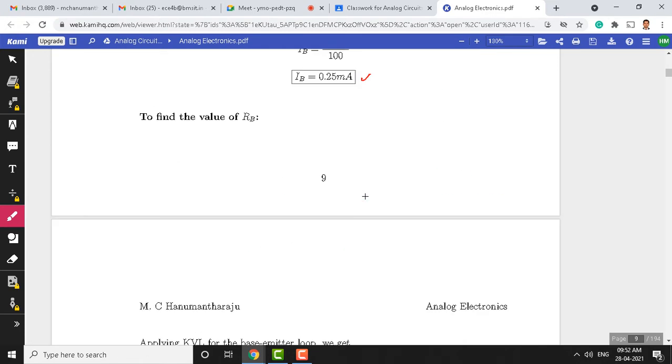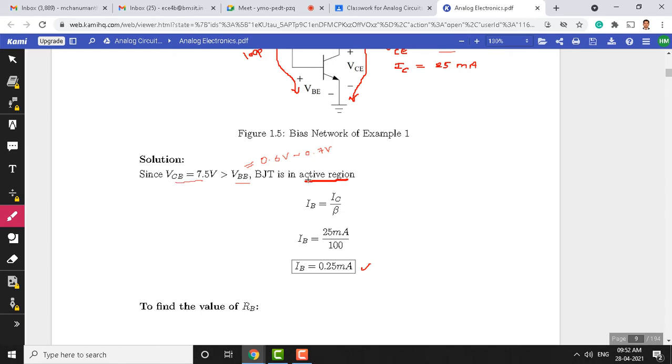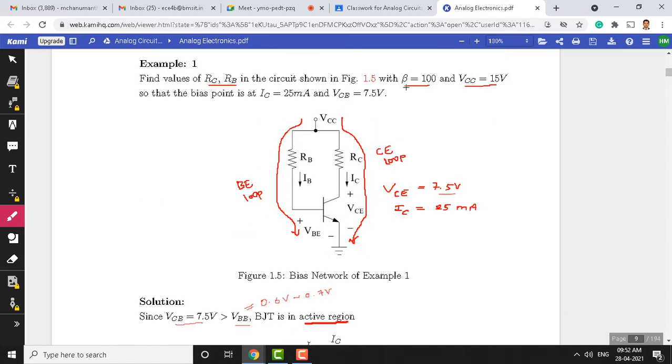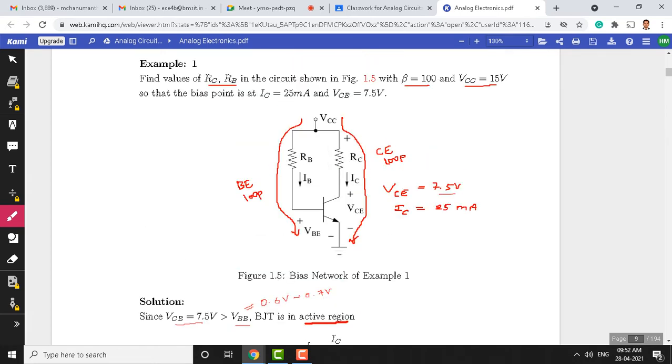So, the transistor is in the active region, because the collector emitter voltage, which is given as 7.5 volts, is far greater than the base emitter voltage here. Therefore, this is in the active mode, active region. And we have established proper bias currents and bias voltages for this circuit. Again, we worked out the same problem for a different value of beta.